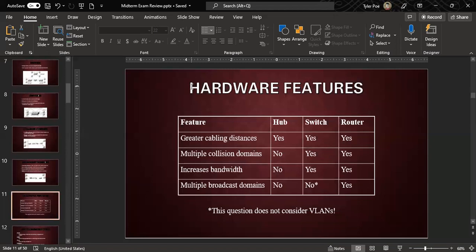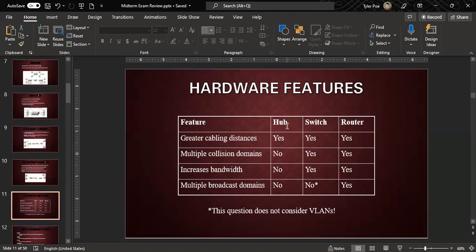Now we're going to discuss hardware features. Now, this is another important thing. You were already tested on some of this on test one, I believe, but I noticed some of you didn't quite get it, or didn't quite answer it completely. So let's review it closely. These are hardware features that are or are not present on the following devices. So we have hub, we have the switch, and we have the router.